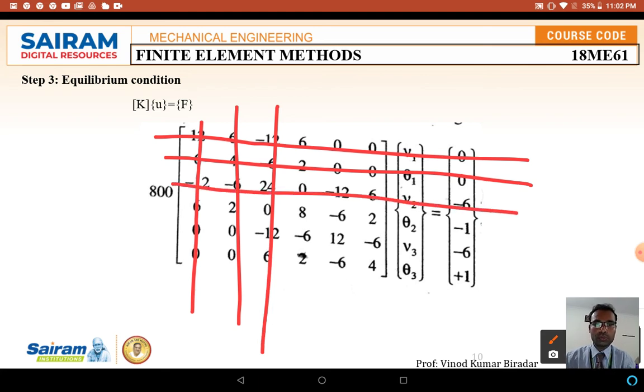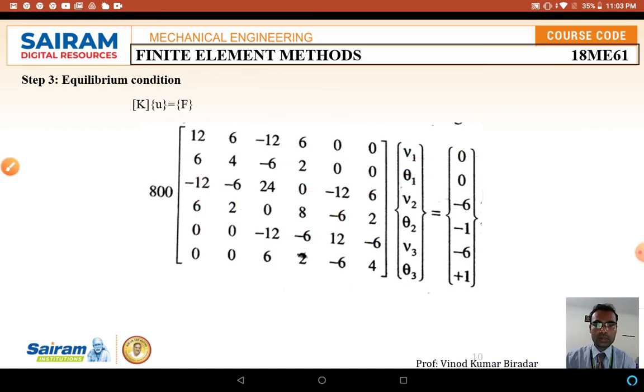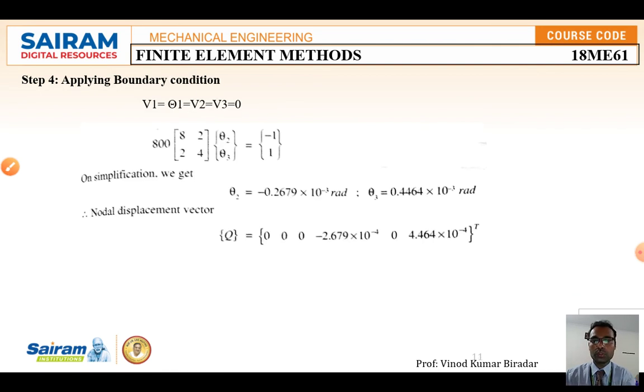Coming to the last one, this is v1, theta 1, v2, theta 2, v3. So this is v3, the fifth one you have to delete. After deleting this, the remaining are 8 and 12, so you have to write that in this, that is 8 to 24, and this 800 also you have to consider. Now we multiply this 800 as it is, so 8 into theta 2, 2 into theta 3. Simplify these and we are going to get two equations.